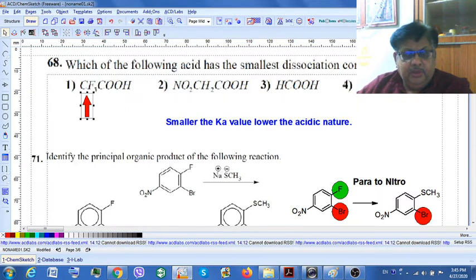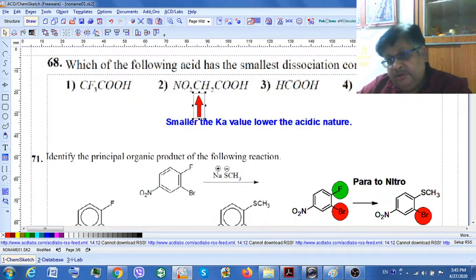Now the first option group present is CF3, which is a withdrawing group. Withdrawing group increases acidic nature. In the second option, you have NO2. Now NO2 is also a withdrawing group. This also is said to increase the acidic nature, but please observe that NO2 is 1 carbon away from COOH. So its minus I effect could comparatively be less.